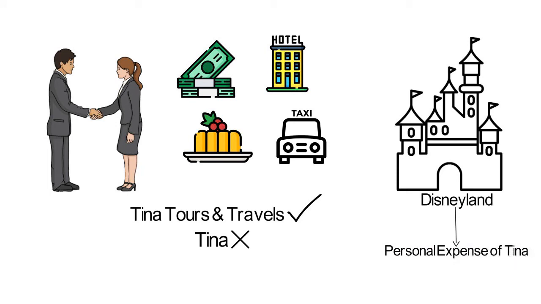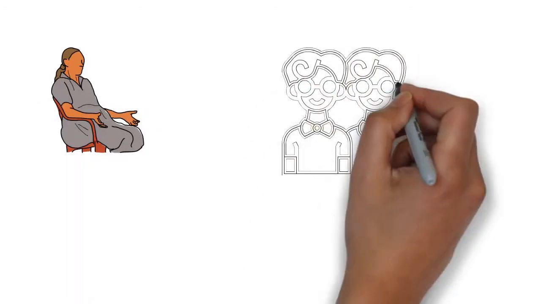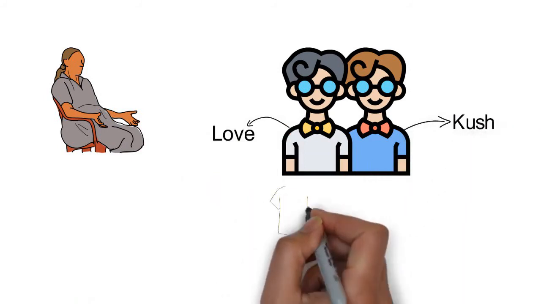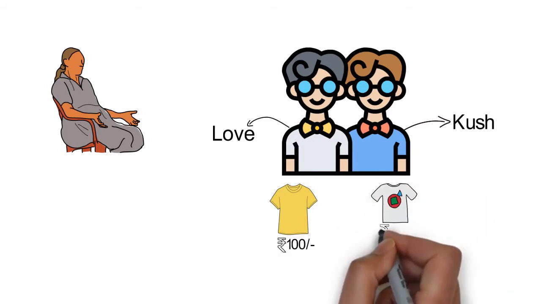Some of you might think, why did we do this? How does it even make a difference? Why are we making a difference between transactions which are personal expenses of Tina and expenses of Tina Tours and Travels? Let me give you one more example to make this clear. A mother had twins named Love and Kush. She went to the market to purchase clothes for them. She bought a t-shirt for Love costing rupees 100 and she bought a t-shirt for Kush costing rupees 80.